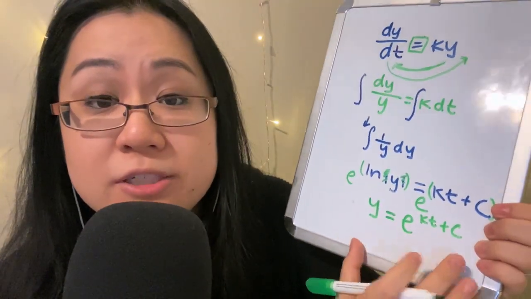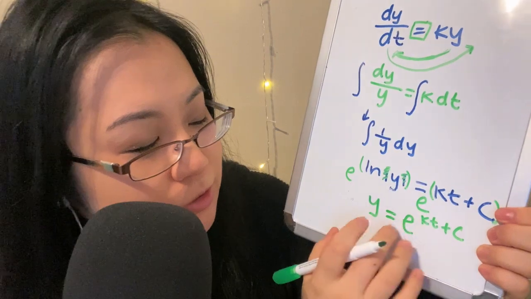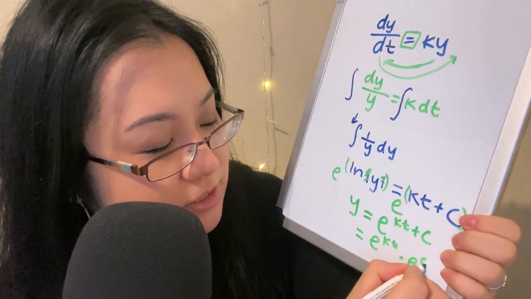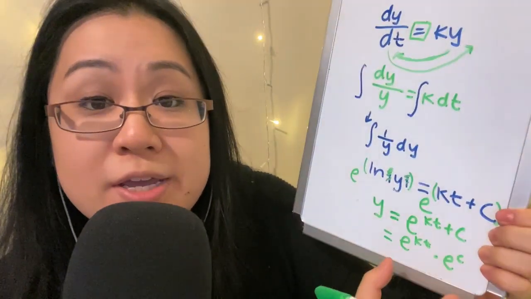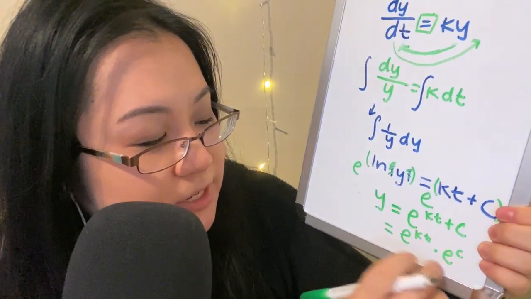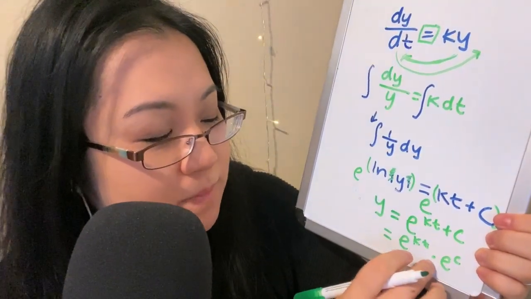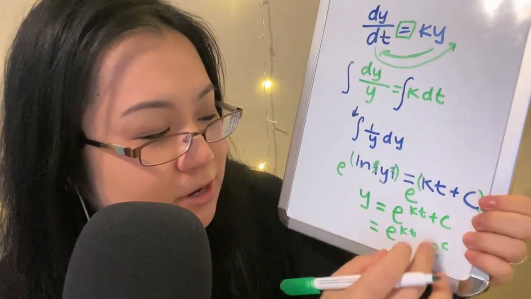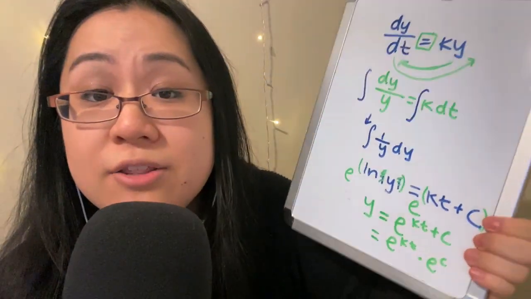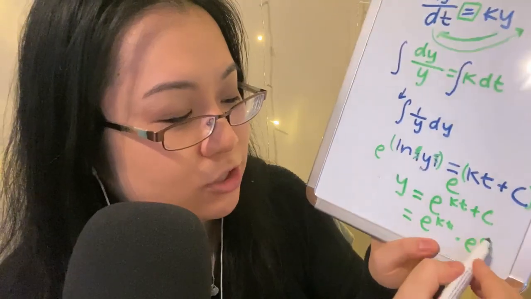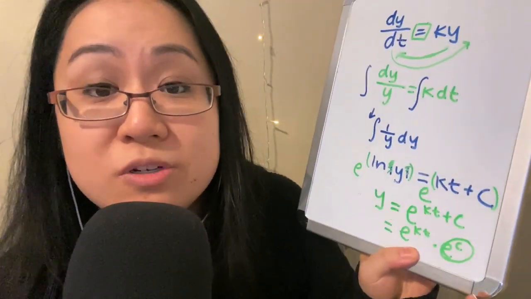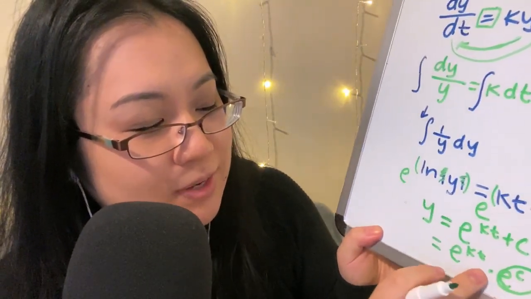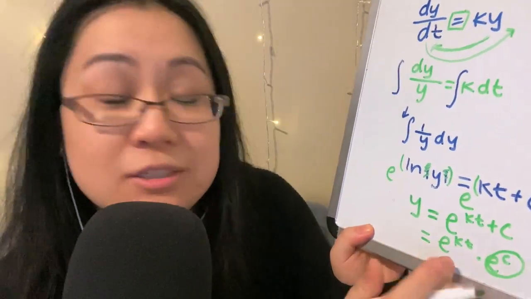Now I'm going to clean this up a little bit to generalize it even further, and all I'm going to do is split this up into e to the kt times e to the c. Remember our exponent rules: if we multiply the same base raised to two powers, I keep that base and add the exponents. So I'm doing the opposite here. I'm pulling out this e to the c so that I can generalize this. e to the c is also a constant, so this would be our c3, and I can just write e to the kt times some kind of constant.